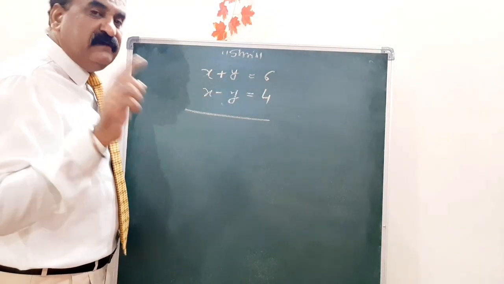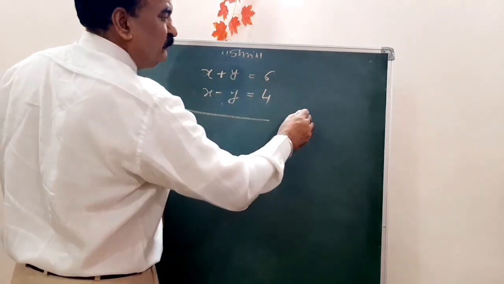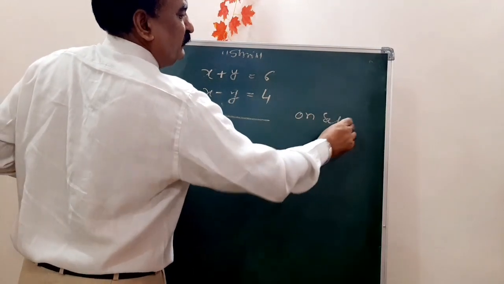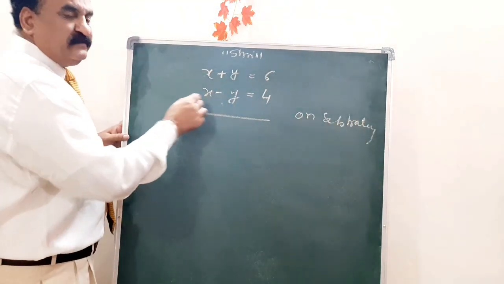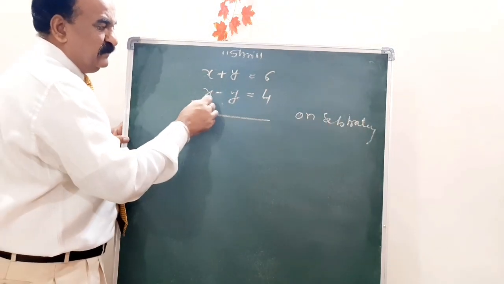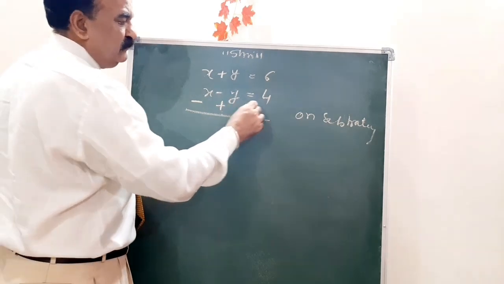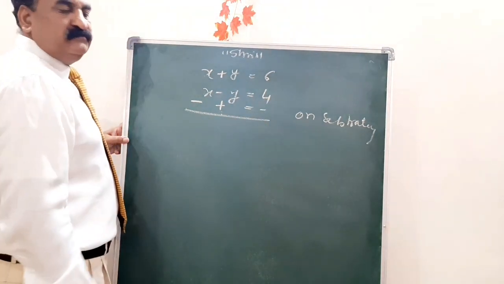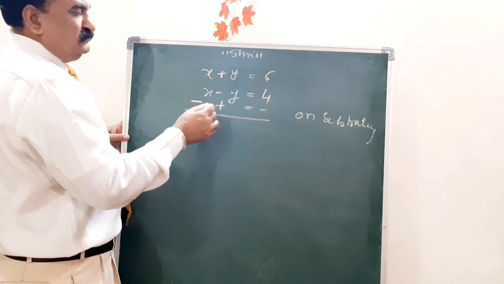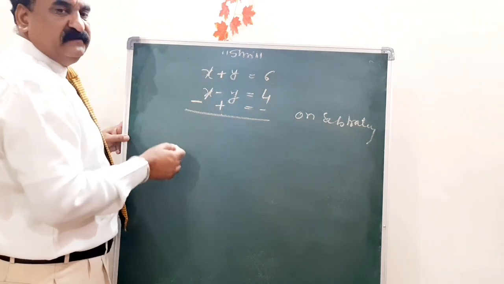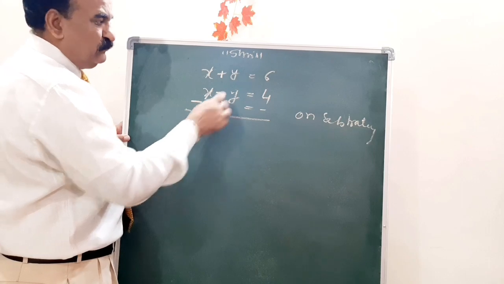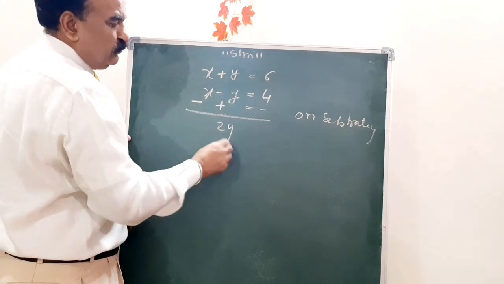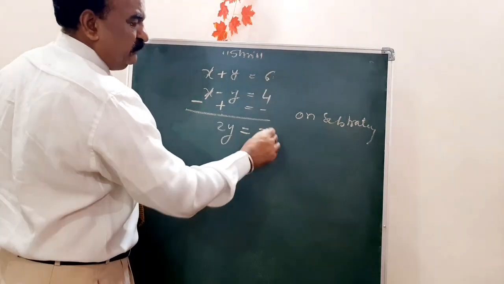And now I want to cancel the x. So what will I do here? On subtracting. On subtracting means the sign will get changed. This is minus, this is plus, this is minus. Okay. Now plus x minus x cancel. So 2y, y plus y, because the sign of y is positive now. y plus y, 2y is equal to 6 minus 4 means 2.